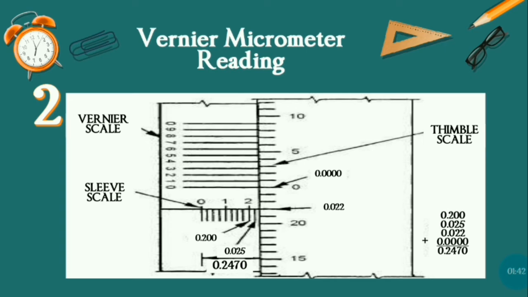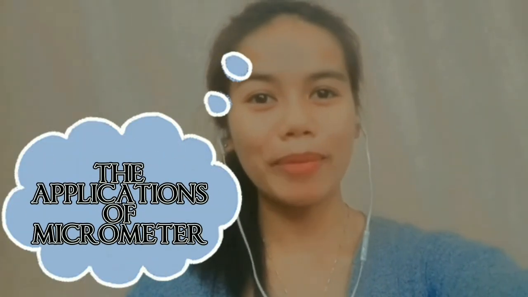So we will add all the measurements. So first, we will add 200,000ths, 25,000ths, 22,000ths, and 0.0000 inch. So it measures 0.2470 inch. Now, let me present to you the applications of micrometer.